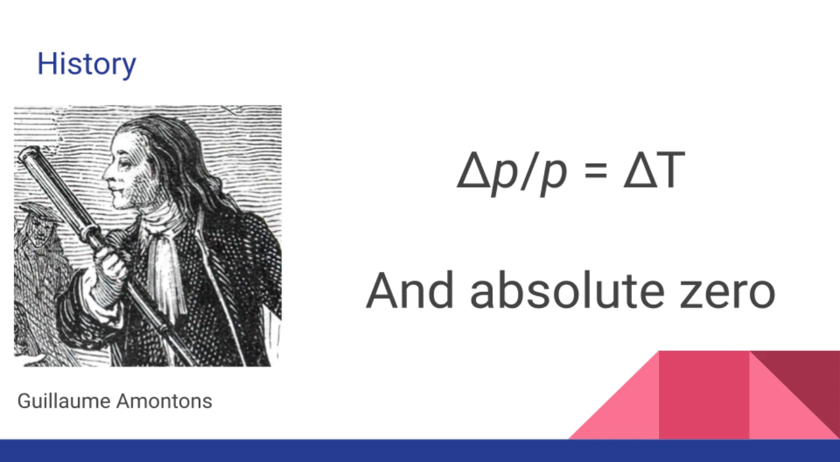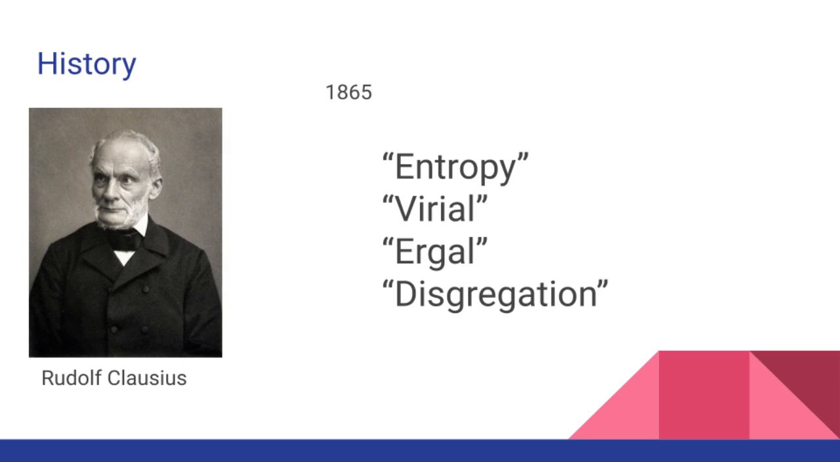From here, I'm going to skip ahead a tad to 1865, which is when Clausius first coined the term entropy, as well as many other terms like virial, ergon, and disgregation, the latter two being replaced with potential energy and entropy units, respectively.